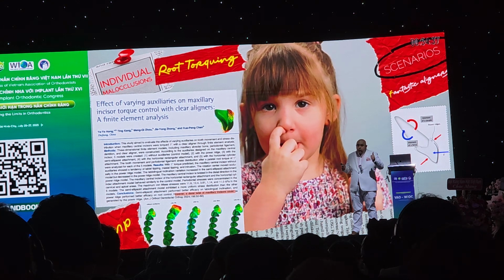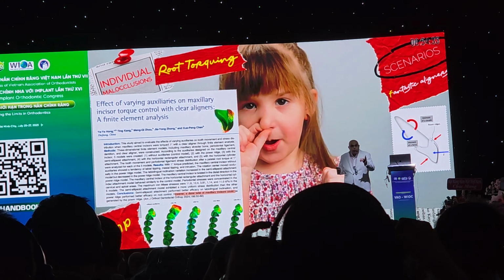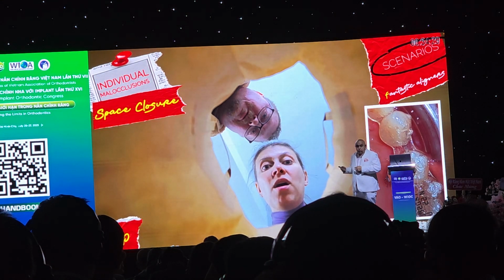So, we're not doing too well with deep bites, we're not doing too well with open bites, we're not doing too well with alignment, we're not doing too well with torque. Probably we are doing a little bit better with space closure.